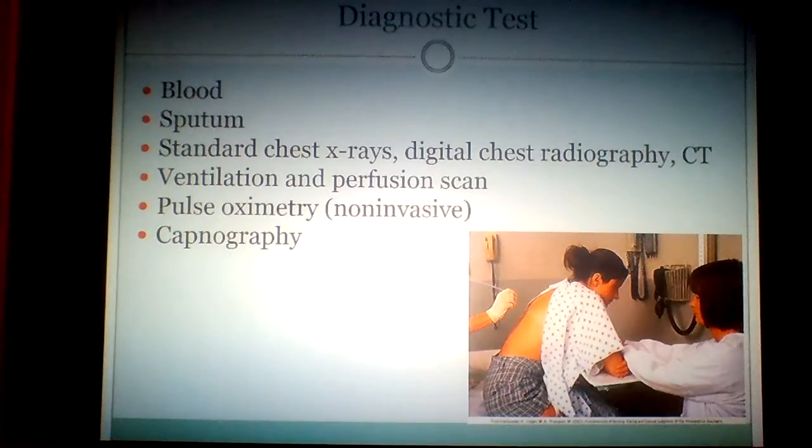Post-procedure, we want to get frequent vital signs as well on this patient. Avoid blood pressures in the extremity that we actually puncture for this for at least 24 hours. And we need to be doing neurovascular checks and assessing for bleeding.